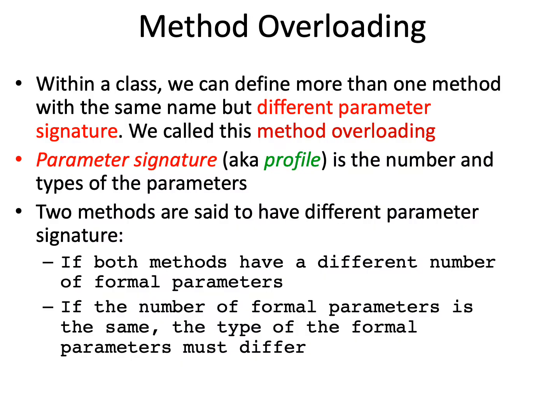Within a class, we can define more than one method with the same name but different parameter signature. We call this method overloading. Parameter signature is the number and types of the parameters. Two methods are said to have different parameter signatures if both methods have a different number of formal parameters, or if the number of formal parameters is the same, the types of the formal parameters must be different.